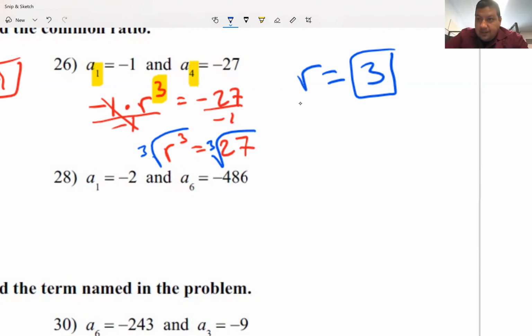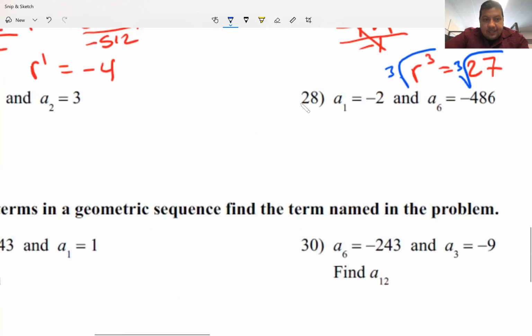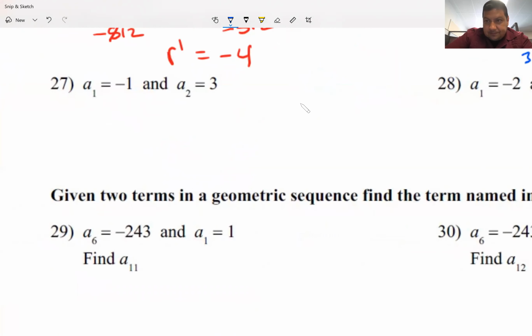You can use a calculator. Make sure you know how to type that in. If you have questions, let me know. I can help you with how to type it in. So R is equal to 3. The ratio is 3. Now let's take a look at question number 27.